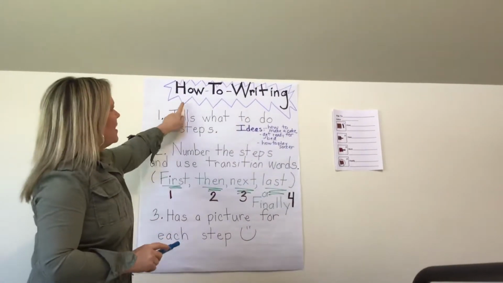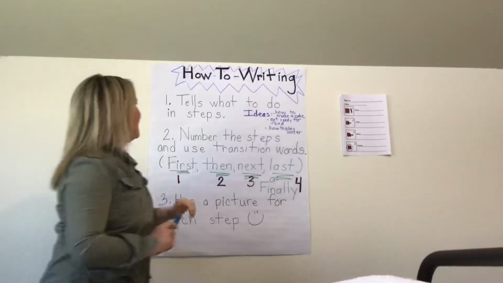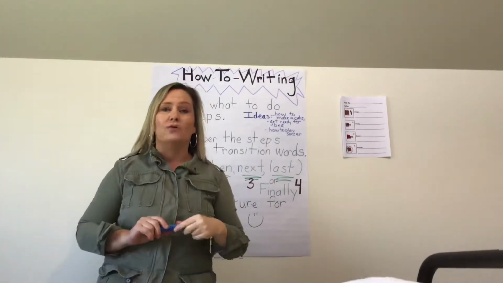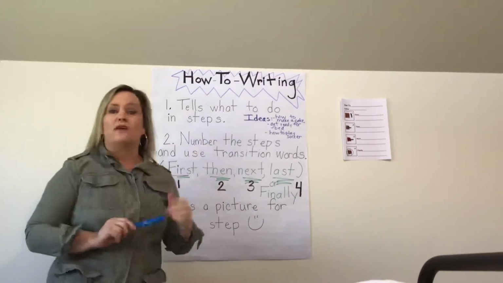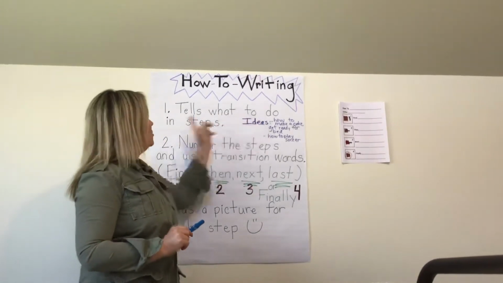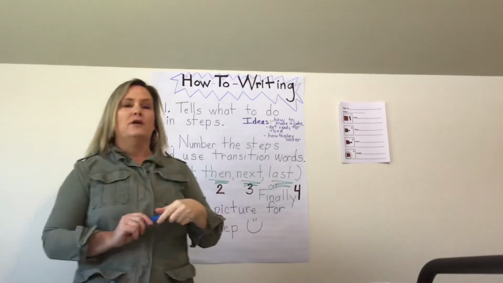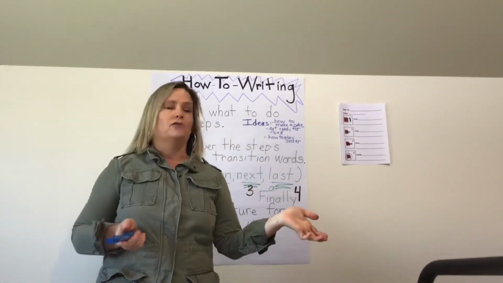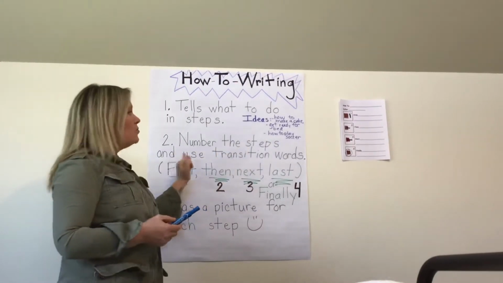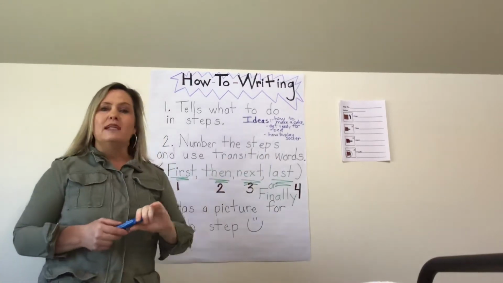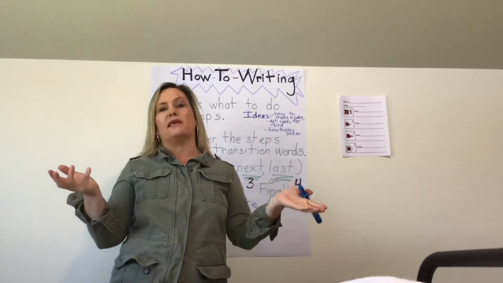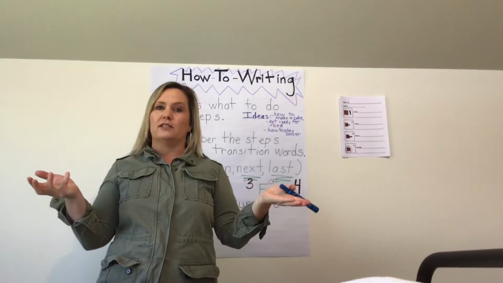So at the top of my poster, I wrote how-to writing. I also made notes about important things that we need to include in our how-to writing. So the first thing that we have to always remember about this type of writing is that we tell what to do in steps. The way that we do that is we number the steps and we use transition words. So when we number the steps, we can write 1, 2, 3, 4, if there's 4 steps, for example, in your activity that you're teaching someone how to do.